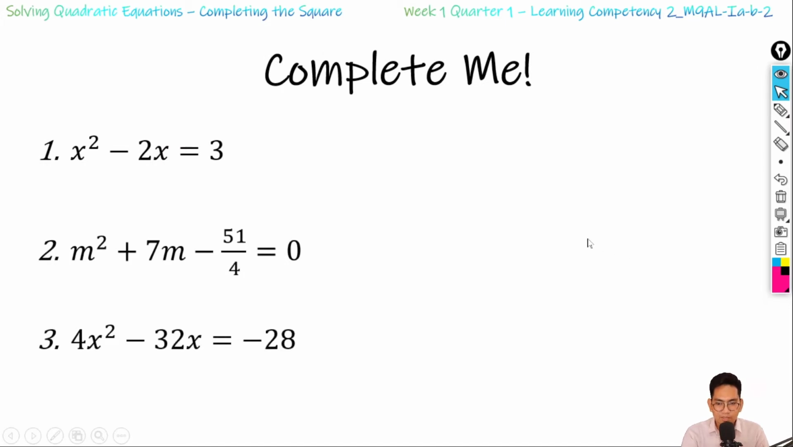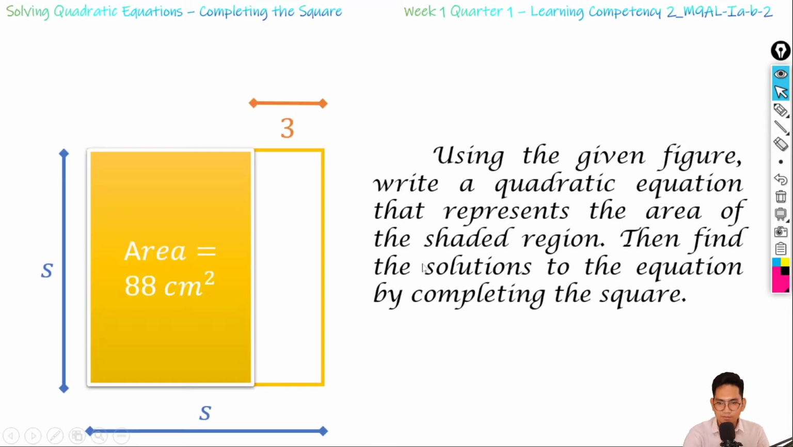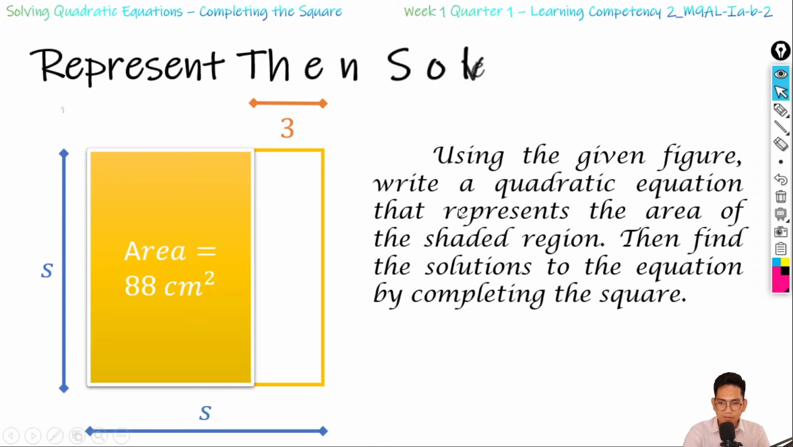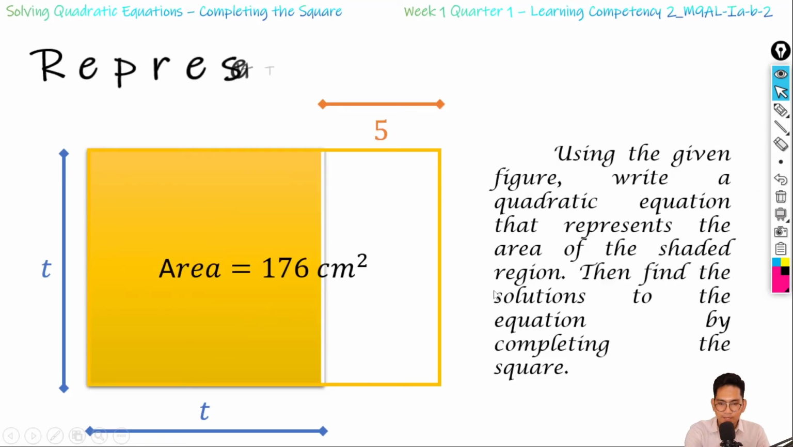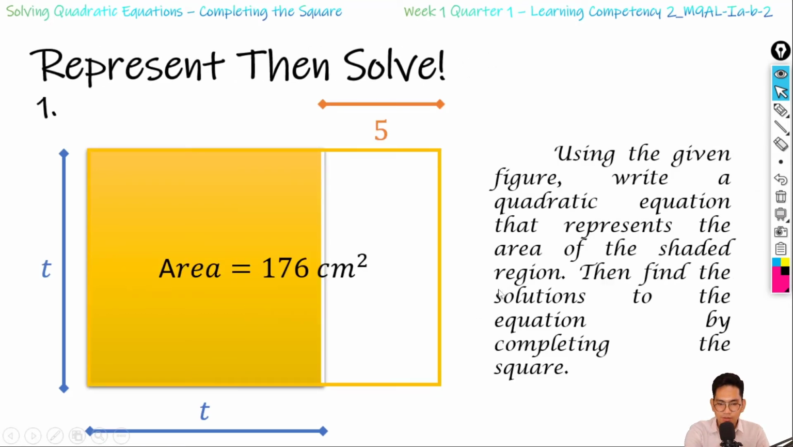So for this activity, you are going to do the same procedure that we have done in our examples, but we are going to discuss your answers in our synchronous session. So we have 3 numbers for you to practice, and a problem for you to answer applying the idea of completing the square. Represent, then solve. So this will be question number 1, and for question number 2.